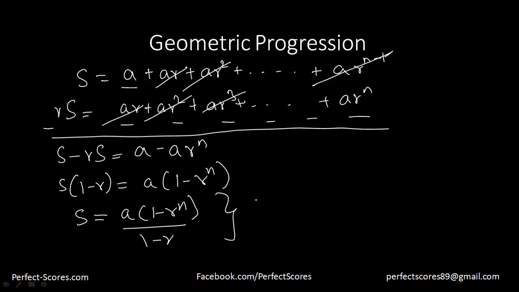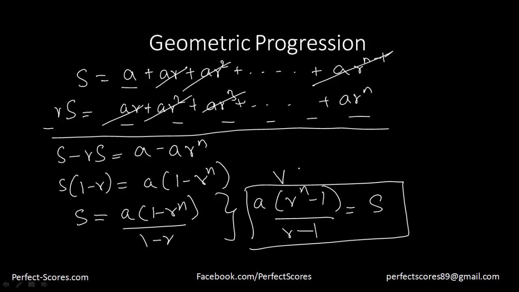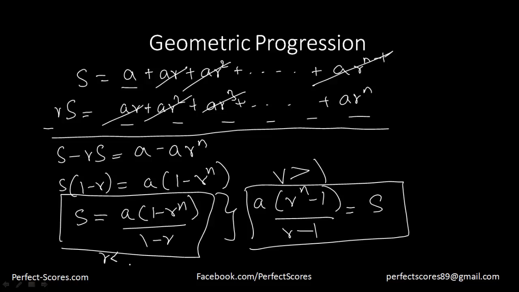You can also write it to be equal to A into R to the power n minus 1 over R minus 1, right? So that's another way of writing it. Now you can use this if R is greater than 1, and you can use this if R is lesser than 1. Again, it's the same mathematical equation, so you don't need to worry about it too much. So this is the sum of the terms of a geometric progression.